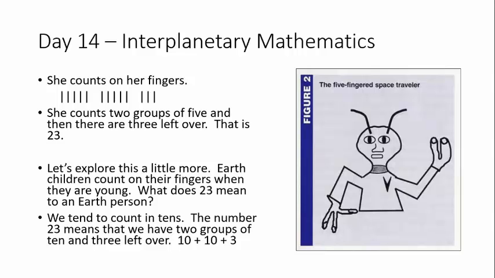How does this relate to the alien and the way she counted? She has 5 fingers. The 2 in the expression 2, 3 represents how many groups of 5 there are, and then the 3 represents how many are left over. This same concept will be used over and over throughout this material.